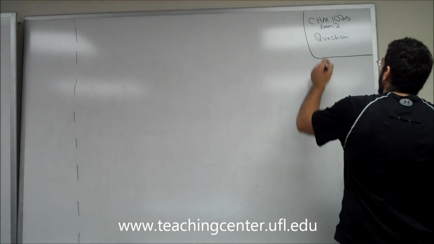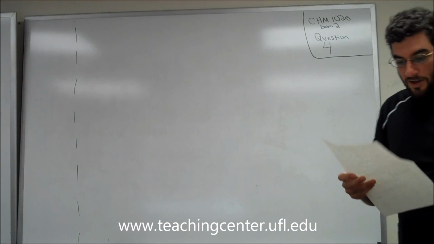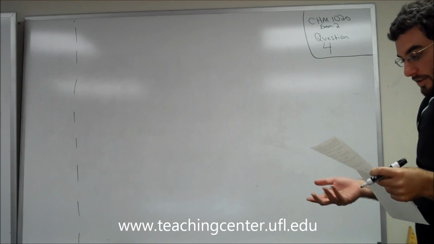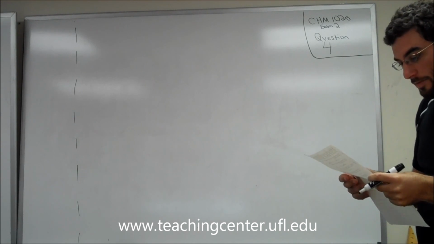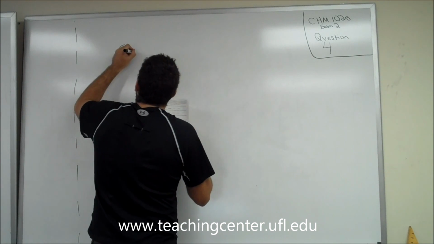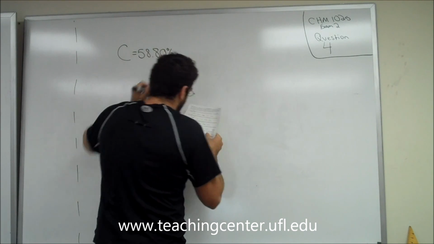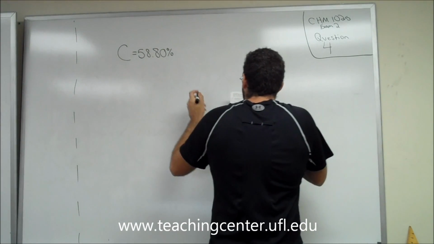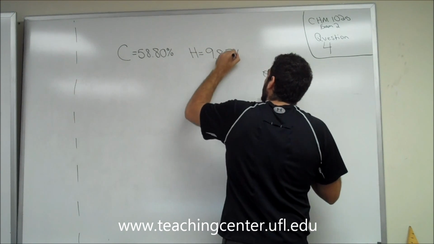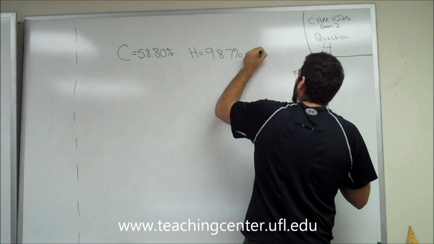So this is Chem 1025 Exam 2, question number 4. Question number 4 says, calculate the empirical formula for methyl butyrate, a component of apple smell, based on its elemental mass percent composition of carbon, which is 58.80%, hydrogen, which is 9.87%, and oxygen, which is 31.33%.